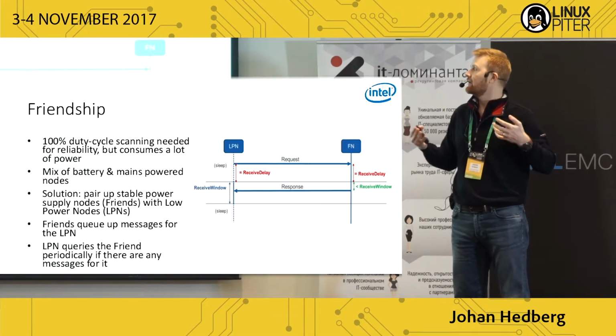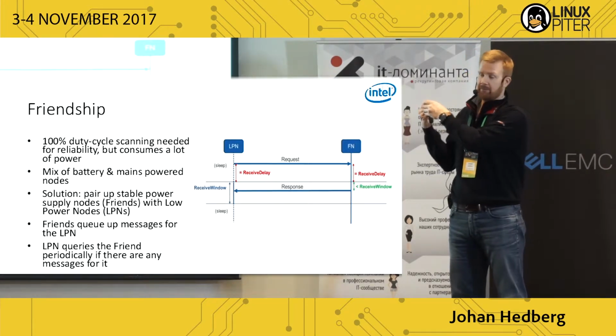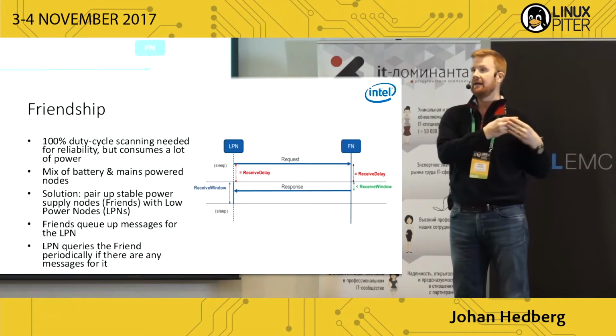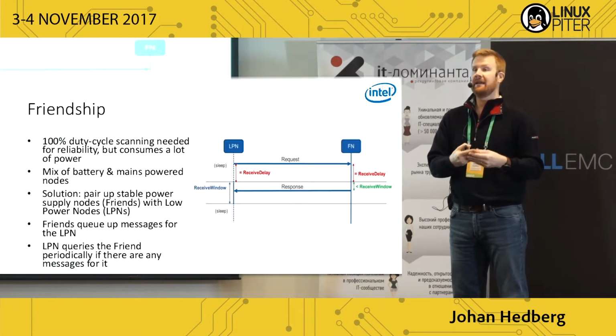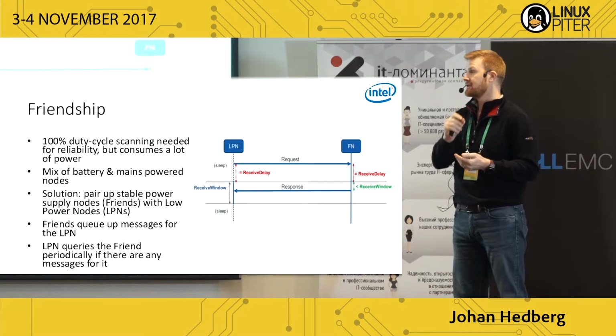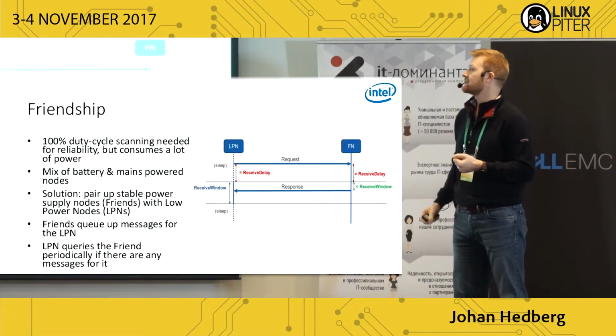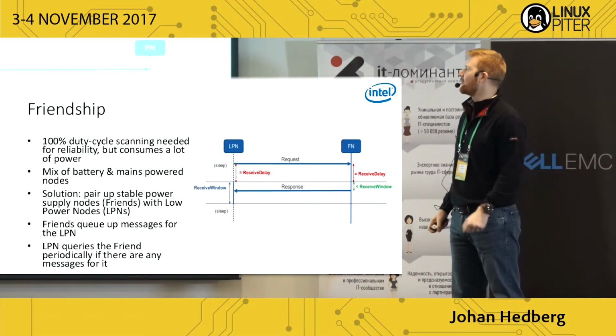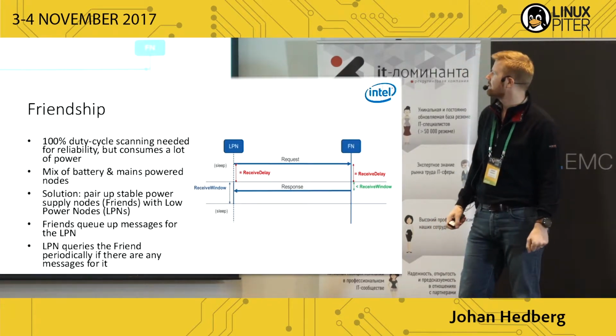So this is a perfect scenario for Friendship, where you make the lights be the friends and the light switches be the low power nodes. And that way you can have just a small battery in the light switch and still have it operate in the mesh network for a long amount of time.